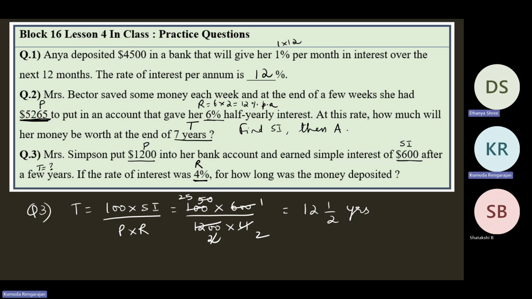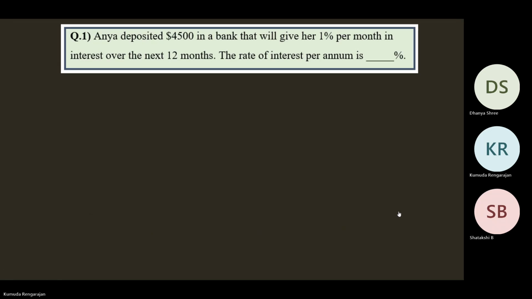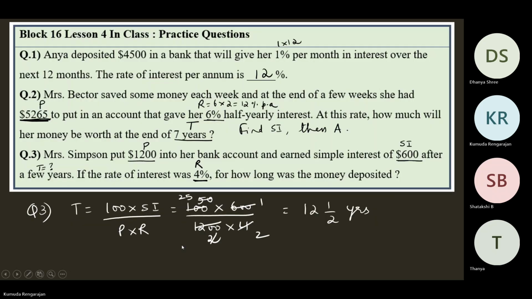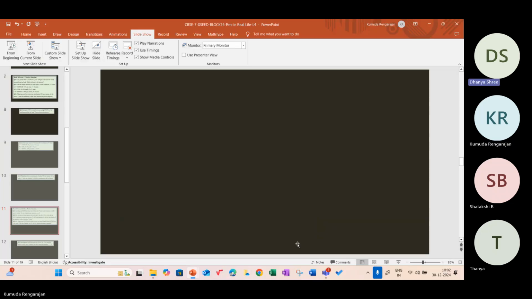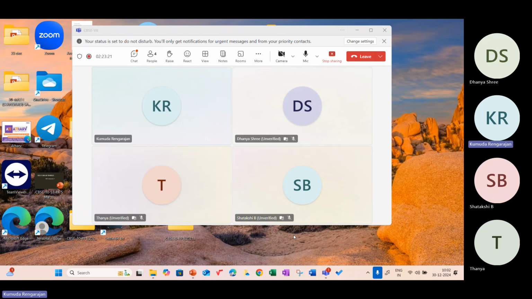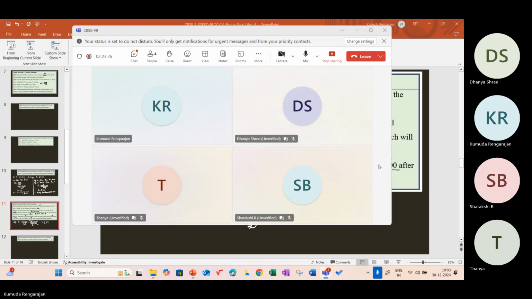The situations may be new, but show a thumbs up if you understood. The questions may be new, but is it clear? One second. I'm out of the meeting for 1 second. I'm not able to see your reactions. 1 minute. Yeah, please react now. Okay. 3 out of 3. Okay.